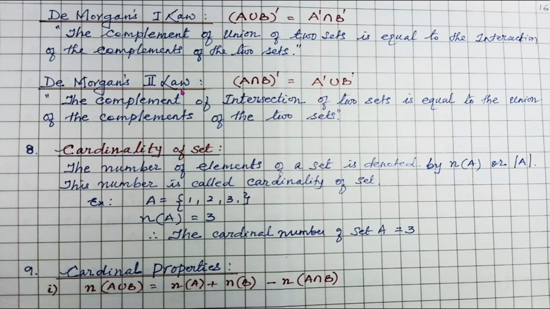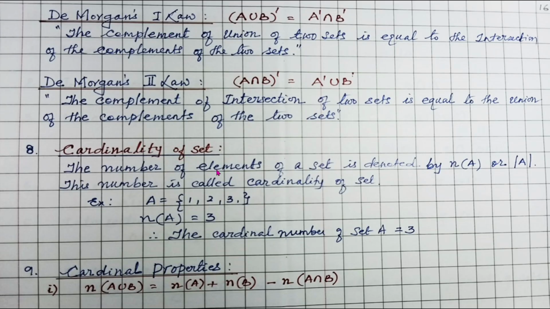De Morgan's second law states that the complement of A intersection B is equal to the union of the complements of the two sets. That is, the complement of intersection of two sets is equal to the union of the complements of the two sets. A very important law, remember that.